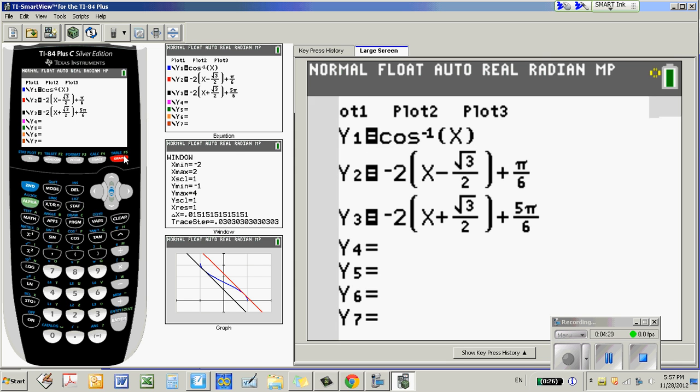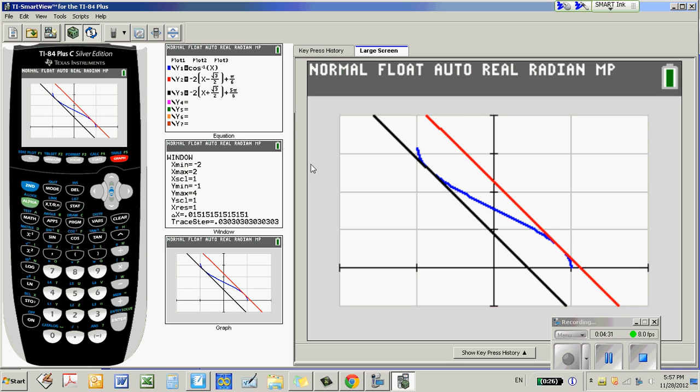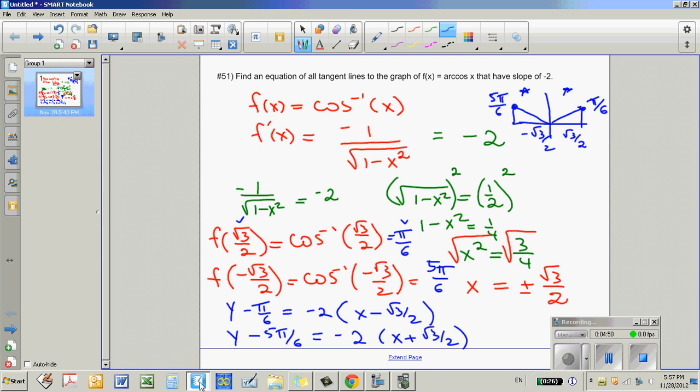So take a look at what happens when we graph. The blue one is the cosine inverse, and red and black are the tangent lines, and they look tangent at this point and at this point. They both have a slope of -2. So if you go from here, you go down 2 units over 1 unit. So you can clearly see that the slope is -2. So there's two equations, and they are the two equations that we found.